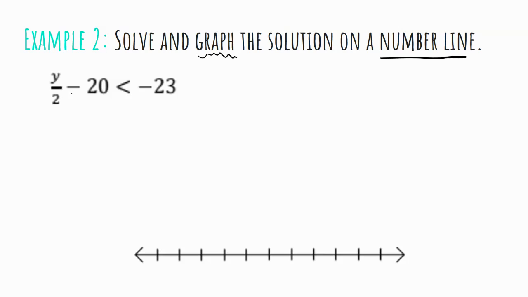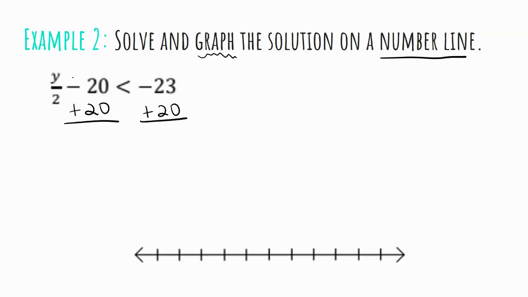Okay, so again, in order to get y by itself, I need to handle this negative 20 and this 2 that are hanging out over here with the y, right? So I have minus 20, which means to do the opposite, I need to add 20. Now remember, whatever I do to one side, I have to do to the other side. So I'm going to add 20 to both sides.